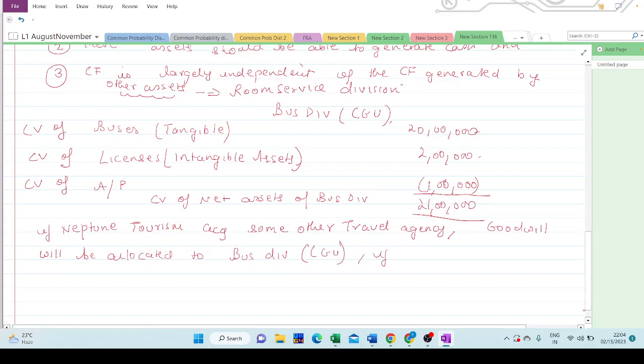So goodwill will be allocated to the bus division, which is our CGU, if the bus division would benefit from the synergies of business combination. ठीक है. So now let's understand this with an example.